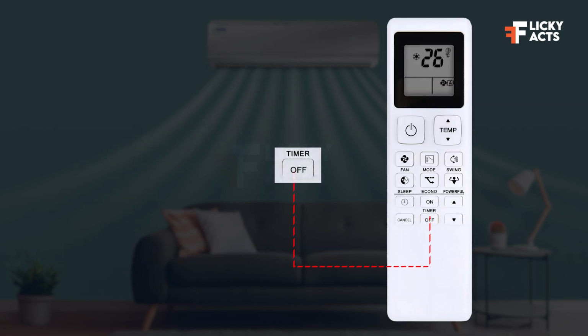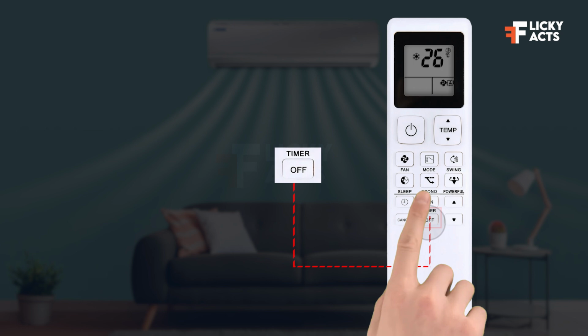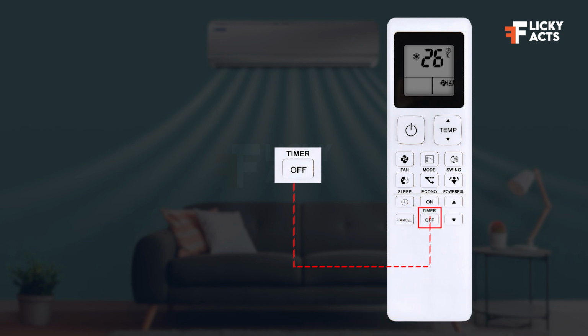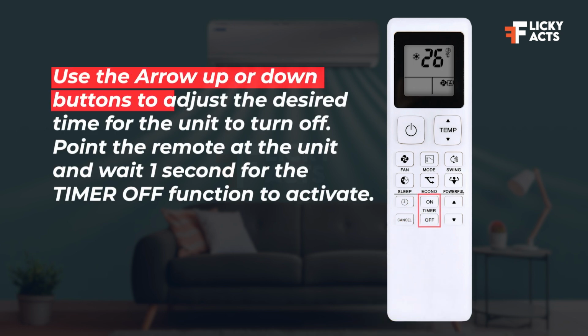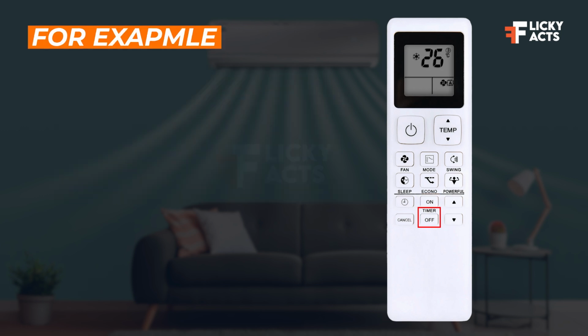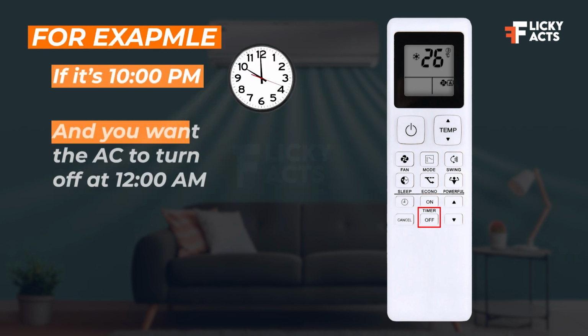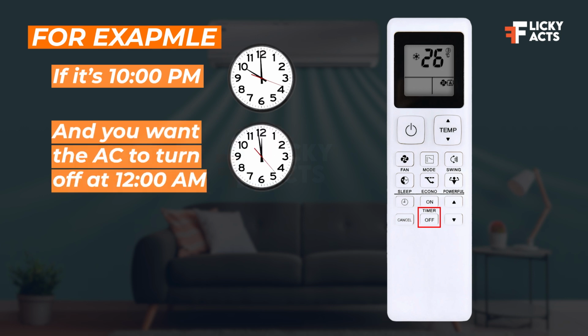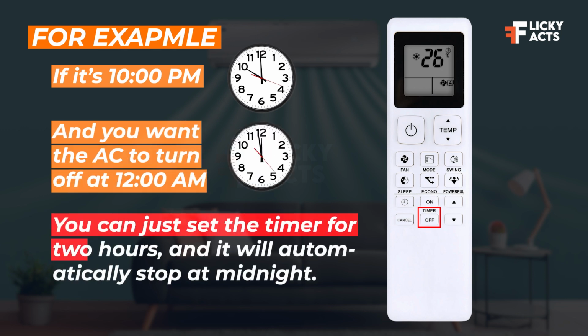To set the timer for the unit, press the timer off button to start the off time sequence. Use the arrow up or down buttons to adjust the desired time for the unit to turn off. Point the remote at the unit and wait 1 second for the timer off function to activate. For example, if it's 10 p.m. and you want the AC to turn off at 12 a.m., you can simply set the timer for 2 hours, and it will automatically stop at midnight.